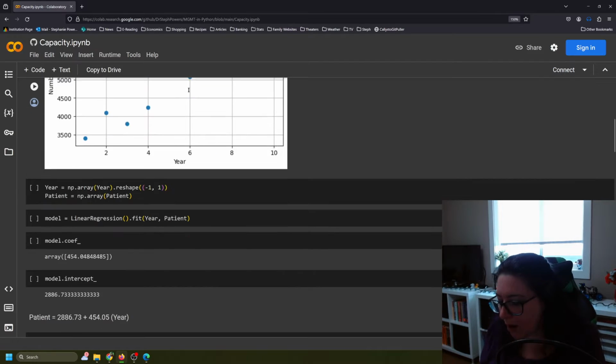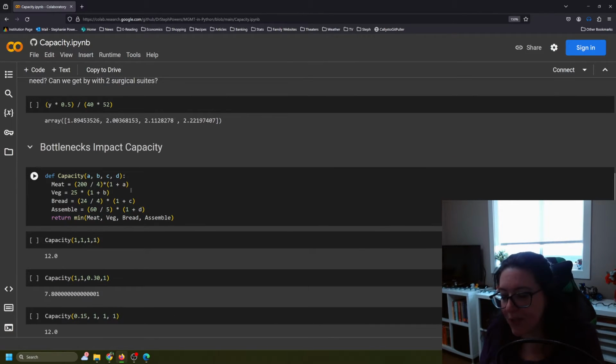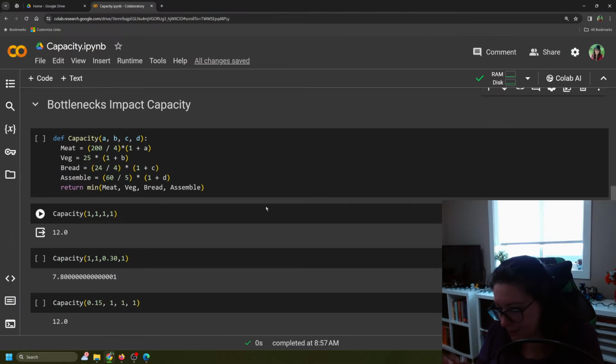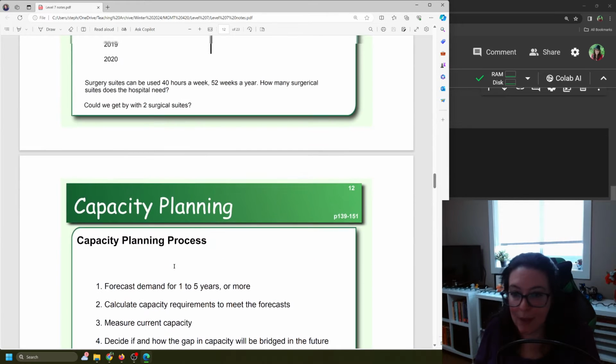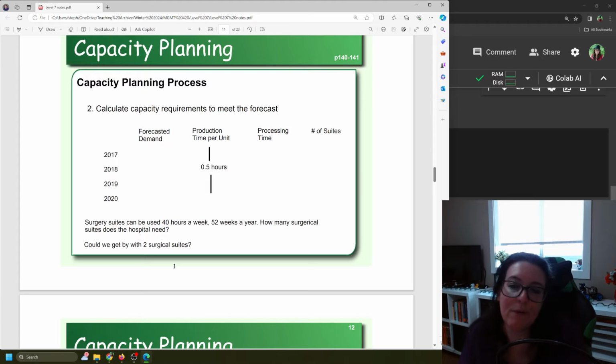We are continuing our discussion. So we're actually working on this section here called bottlenecks and how they impact capacity. I'm just going to switch over to the version where I am signed in. In the previous video, we looked at capacity planning and the capacity planning process. So we were forecasting our demand. And here we're looking at hospital surgeries, and we were assuming that the production was just half an hour per surgery. So we could then determine how many surgical suites, how many operating tables do we need.